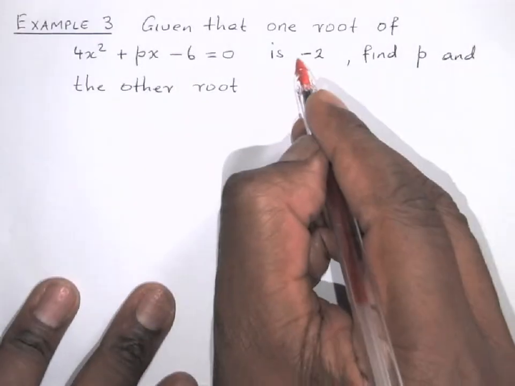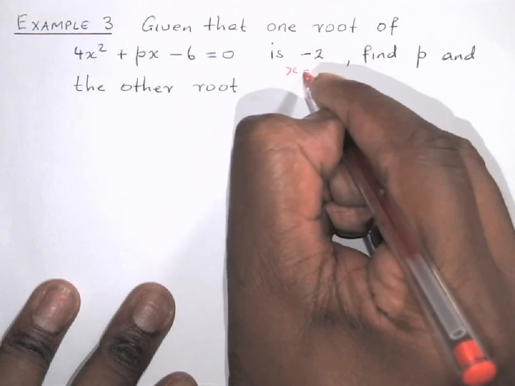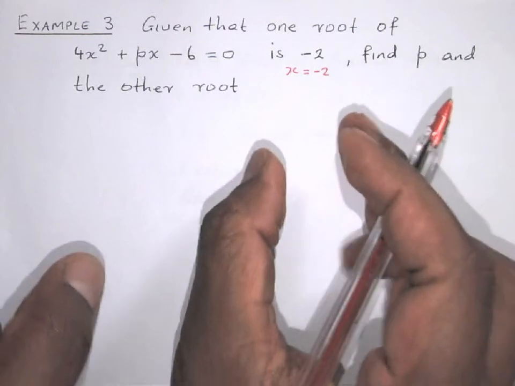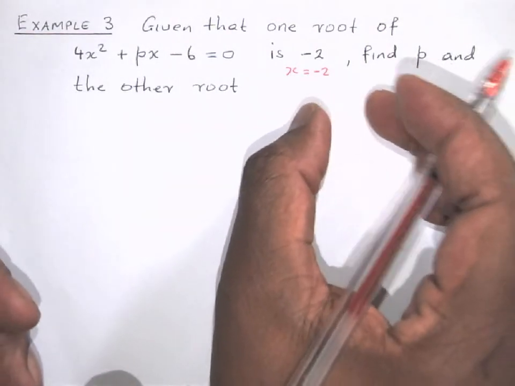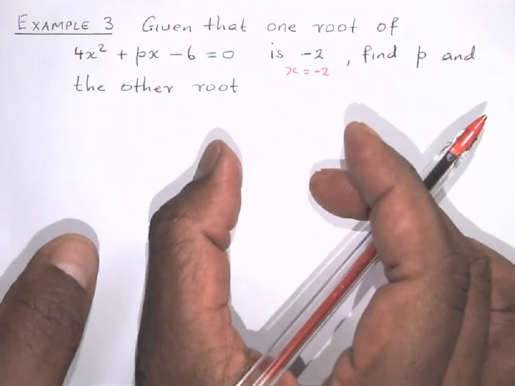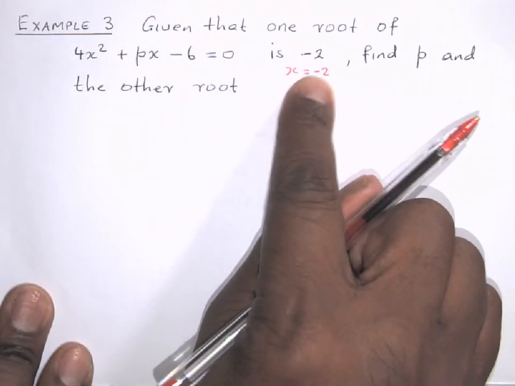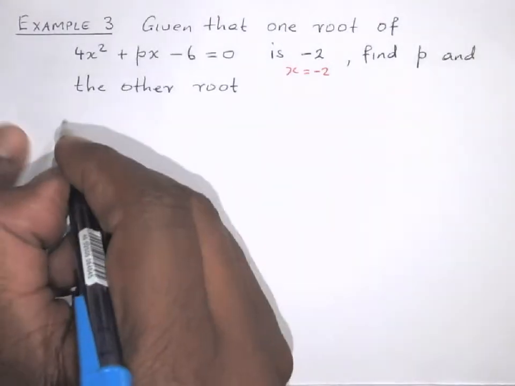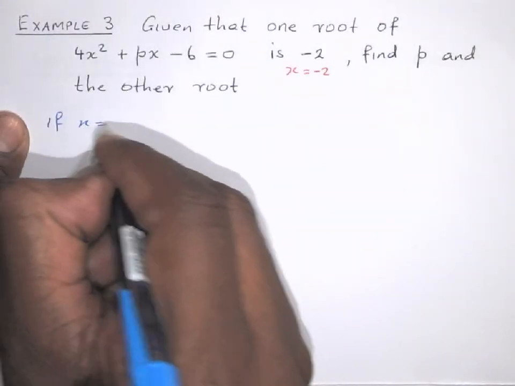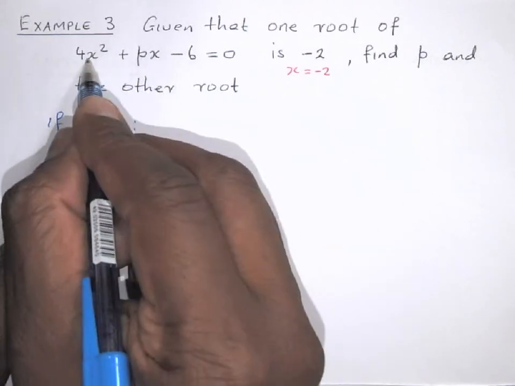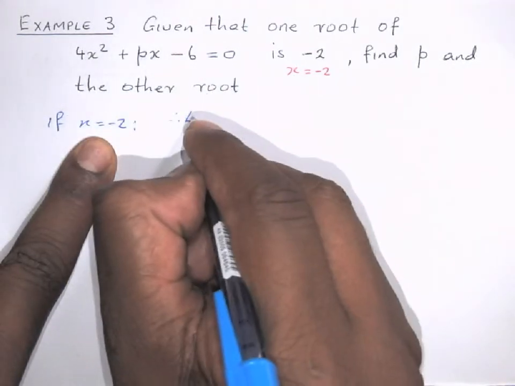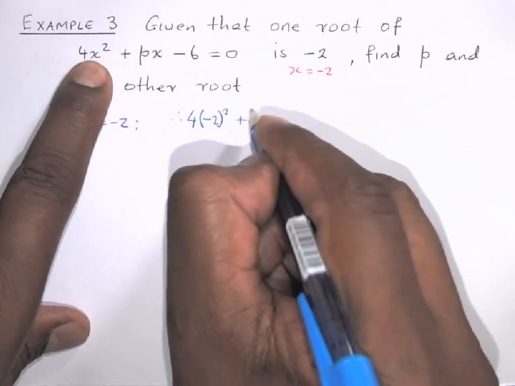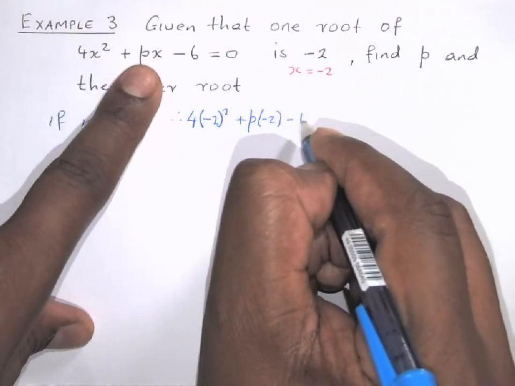So we know that this is one root, so x is equal to minus 2, right? At this point we don't have another factor, so we cannot put the two brackets in. So the best thing is to take x as minus 2 and plug it in there. Therefore, 4 times minus 2 squared, plus p times minus 2, then minus 6 is equal to 0.